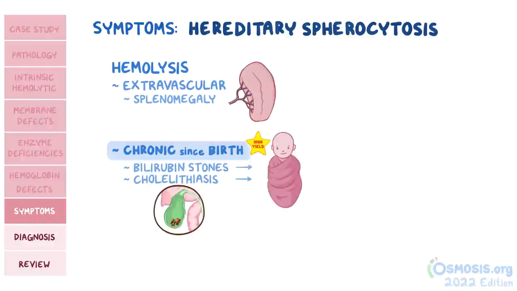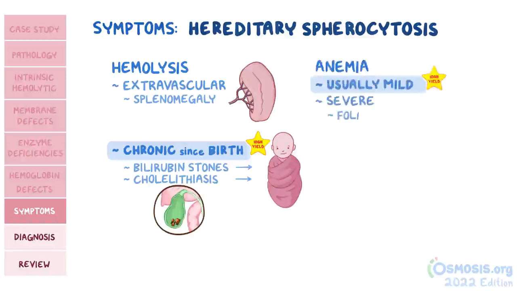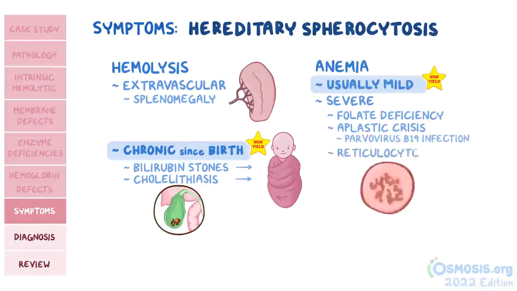Another important fact to remember is that anemia is usually mild, but can be severe if there is folate deficiency or aplastic crisis due to parvo B19 infection. In this case, reticulocyte count will be low.